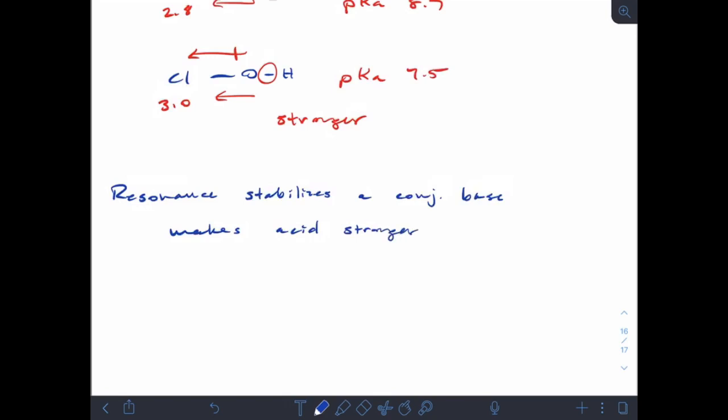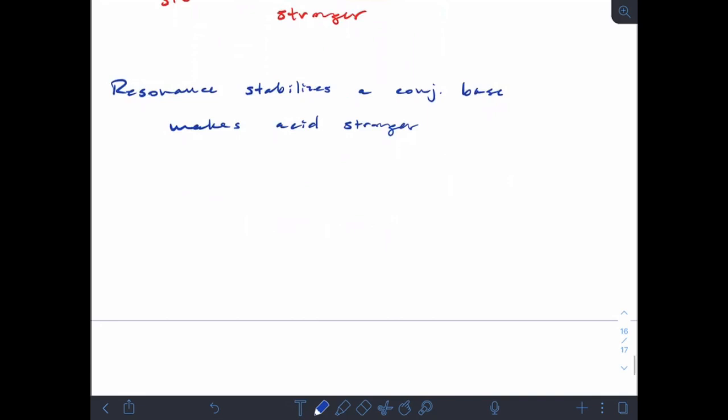Okay, so remember, bases want to pick up a hydrogen. So if the base is very stable, it has less of a reason to pick up a hydrogen, which makes it a weaker base. If we have a weaker base as a conjugate, then the acid will be a stronger acid. All right, so let's look at a couple of examples.